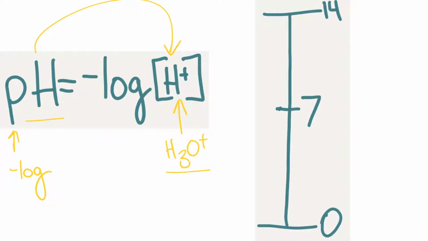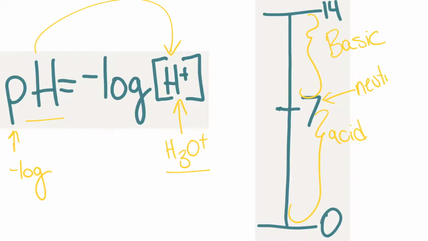If we look at the scale, everything from 0 to 7 is considered acidic. Everything from 14 down to 7 is considered basic, and 7 is of course neutral. Between 0 and 7, it's acidic because there is a higher concentration of H plus than OH minus. At the basic side of this scale, there is a higher concentration of hydroxide than hydrogen ion, and at neutral, the two concentrations are equal.